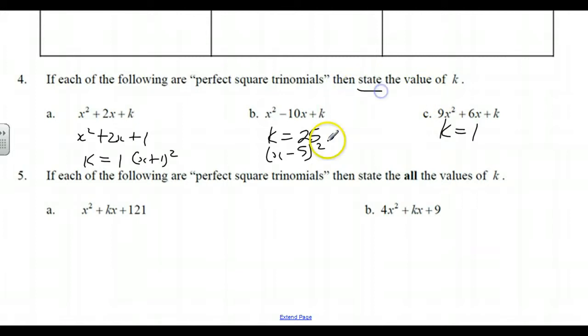And it just said state, so we don't have to show anything other than, here's the value. Here's the value. And there's the value.